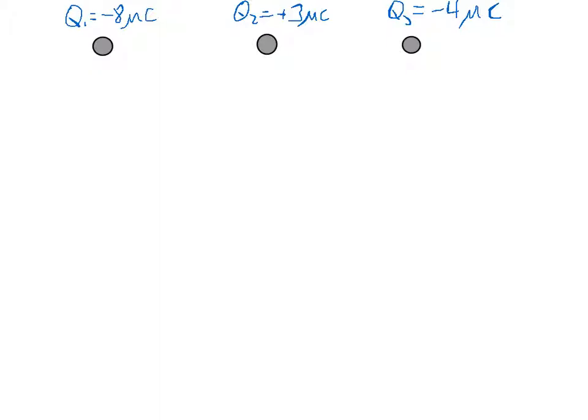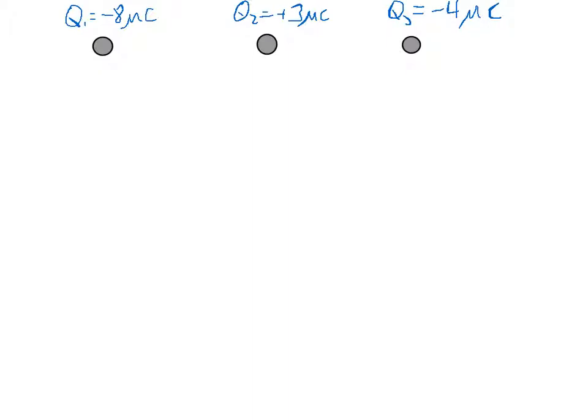So we want to figure out the net force on charge 3 due to the other two charges. So we're going to figure out what is the force on charge 3 due to this charge right next to it, but then we're also going to figure out what is the force on charge 3 due to this charge down here. You act as if this charge in the middle isn't even there and just say what is the net force between these two charges.